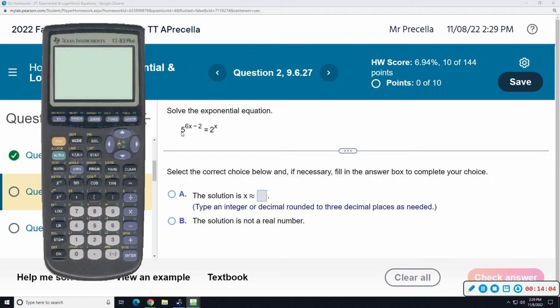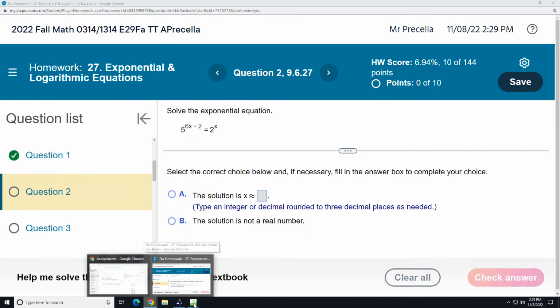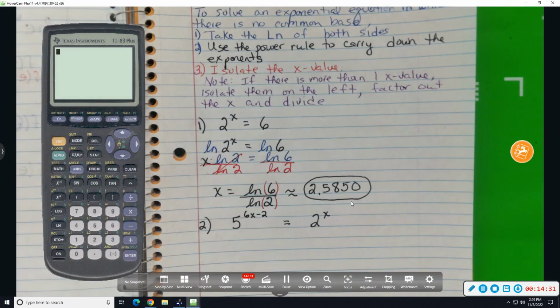Could we get a common base? Absolutely not. There's no way you're going to write 5 as 2 to a power. Okay? If the 5 had been a 4 or maybe an 8, then yeah, you could do it with a common base. But if it starts talking about rounding decimals, that's its way of telling you it's not a common base. Okay? Oops. So let's do this one.